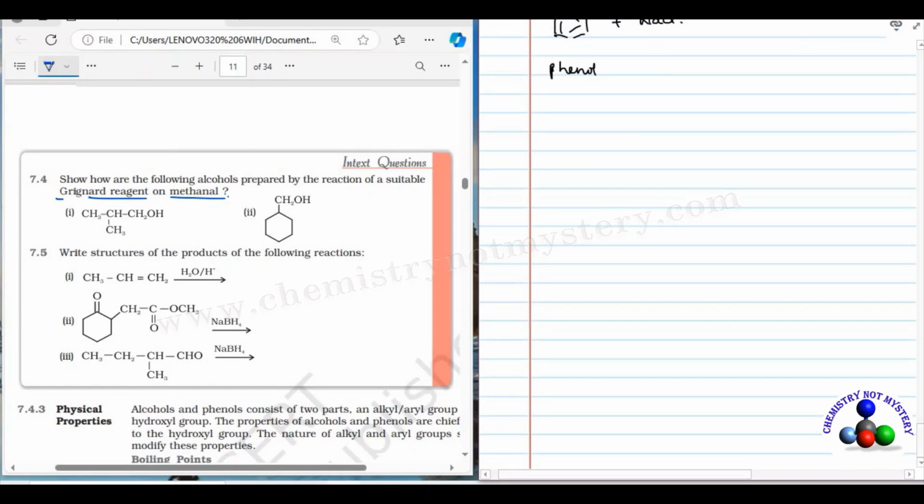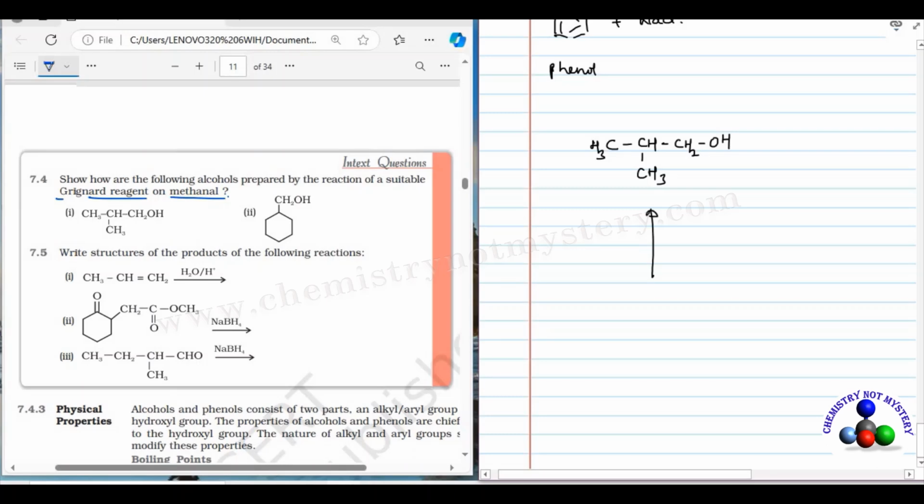First of all, draw the structure of the given alcohol. This is CH3, single bond CH. Here there is a branch of methyl. It is bonded to CH2 and this is OH. We have to prepare this alcohol from methanal.